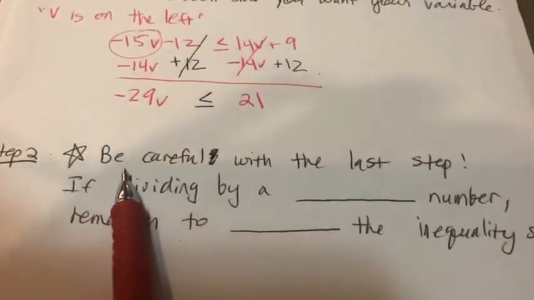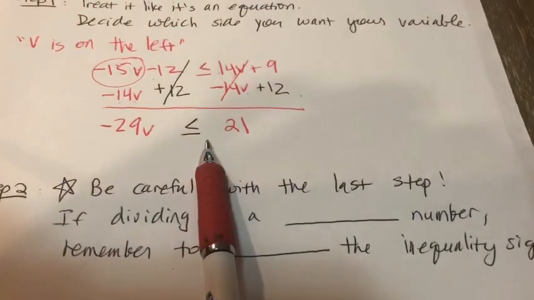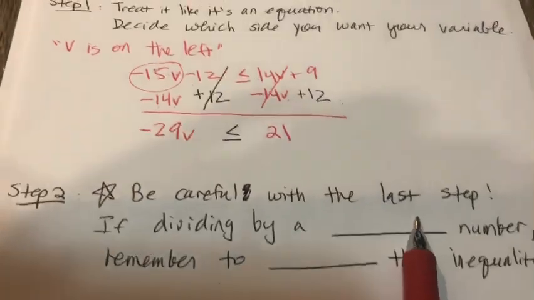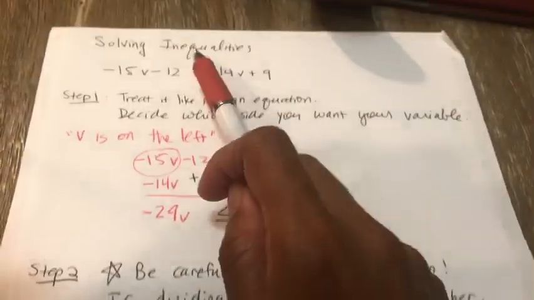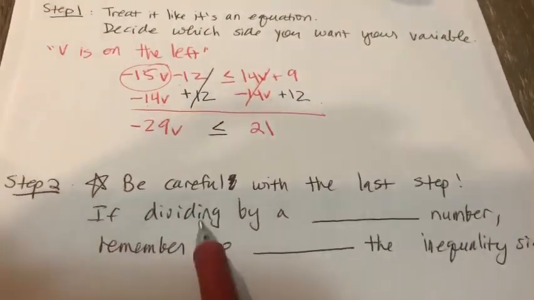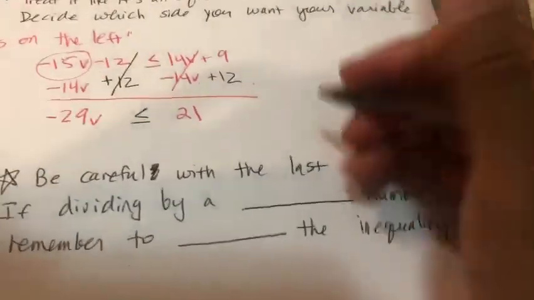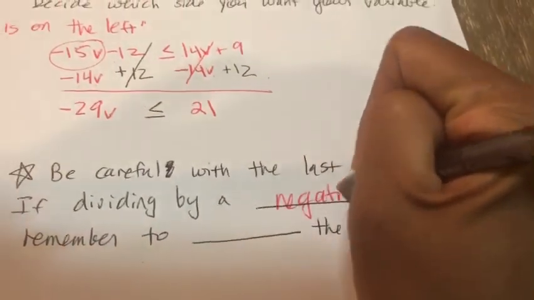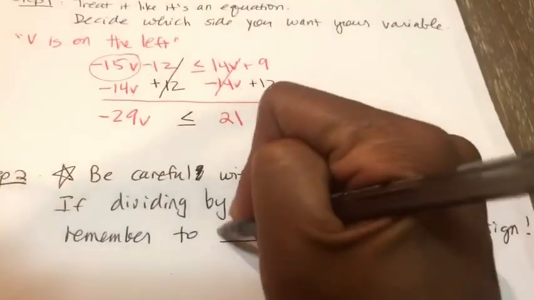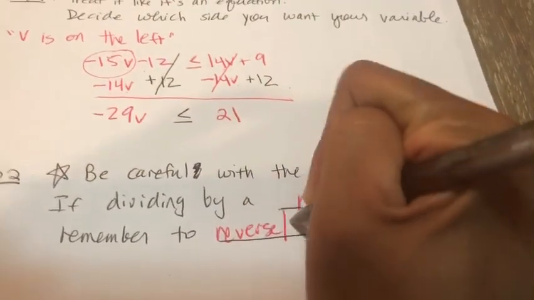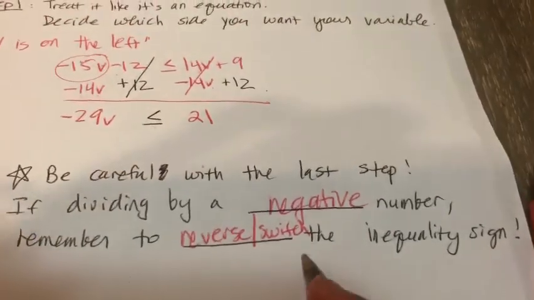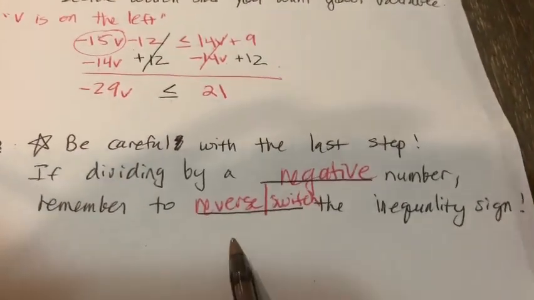Okay, now step 2 is where we have to be careful, because this is not an equal sign. This is a less than or equal to. So be careful with the last step. This is the difference between this inequality and this being an equation: if you're dividing by a negative number, what must you do? You must remember to reverse the inequality sign. So you could call it reverse or switch, whichever way you want to remember it. So you reverse the inequality sign if you're dividing by a negative number.